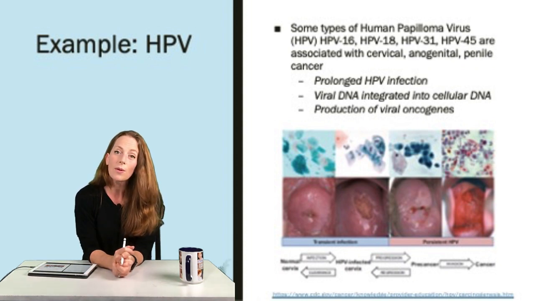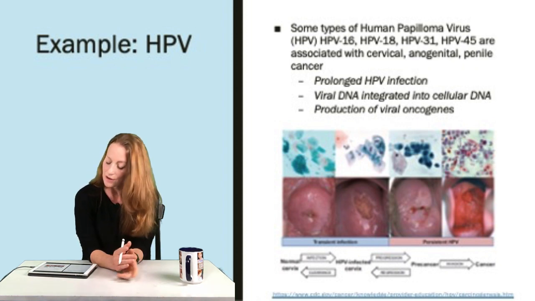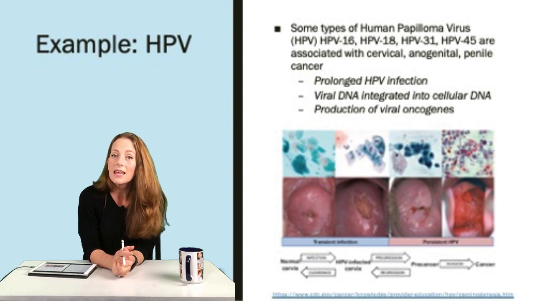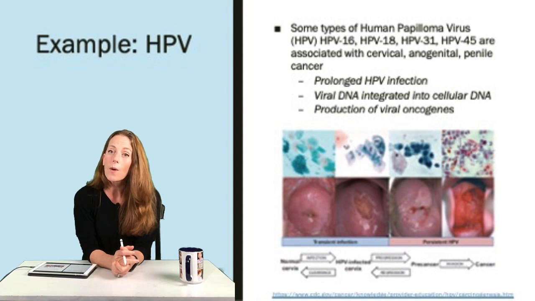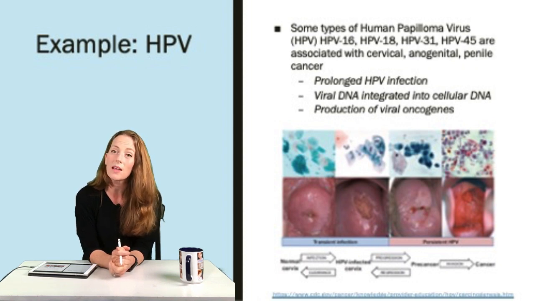What you see is that with prolonged HPV infection, you have viral DNA integrating into the cellular DNA and increased production of viral oncogenes. Remember that what the virus wants to do is increase proliferation of the virus. And so as a result, some of these viruses increase proliferation of cells. And remember, with increased proliferation of cells, you have the risk of increasing genetic mutations, increasing inflammation, and cancer cell transformation.